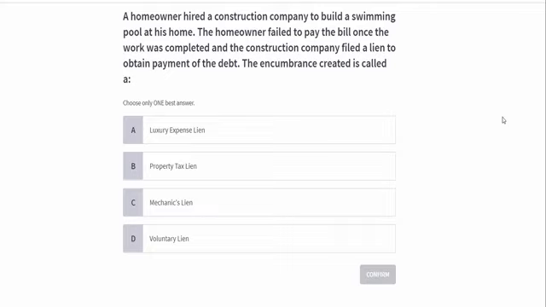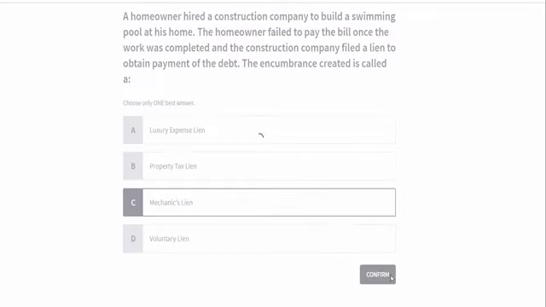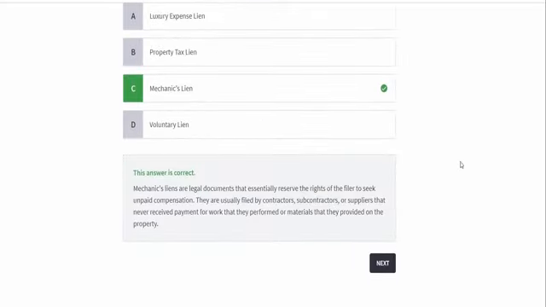Alrighty, so what is our answer for question 50? Well, it's going to be C, a mechanics lien. Why? Well, mechanics liens are legal documents that essentially reserve the rights of the filer to seek unpaid compensation. So it doesn't have to be a mechanic specifically. It could be anyone who did something and wasn't paid compensation. So again, it's to seek unpaid compensation.